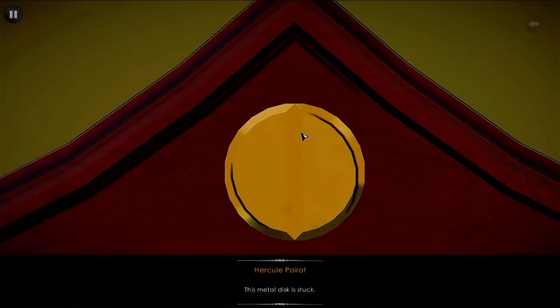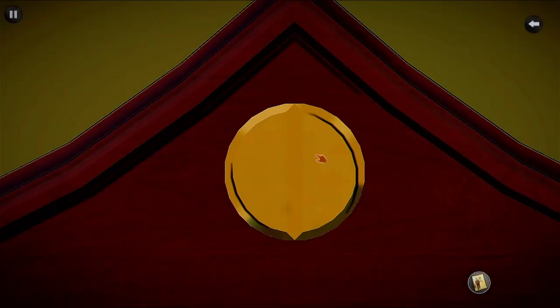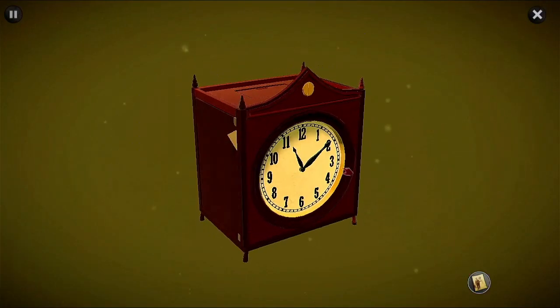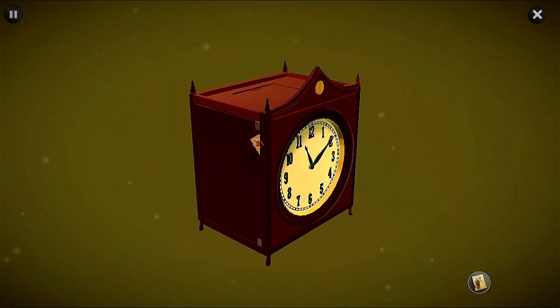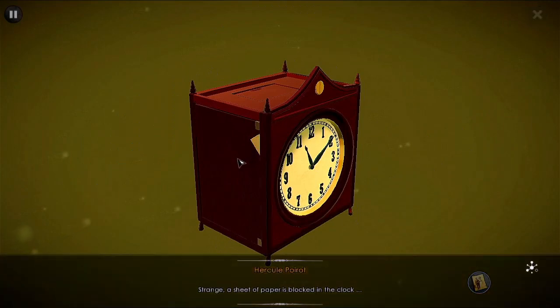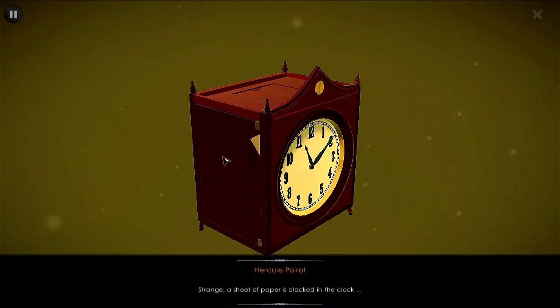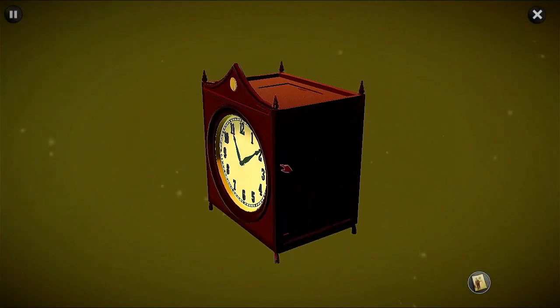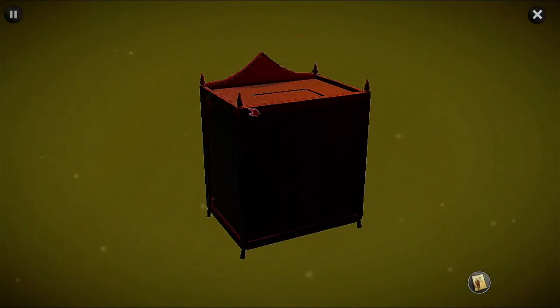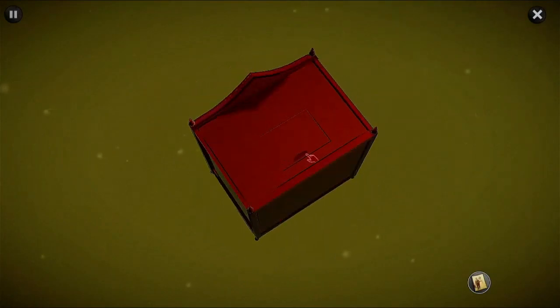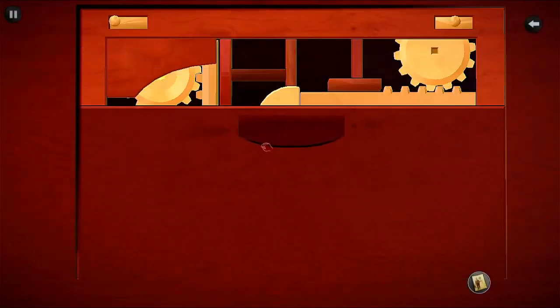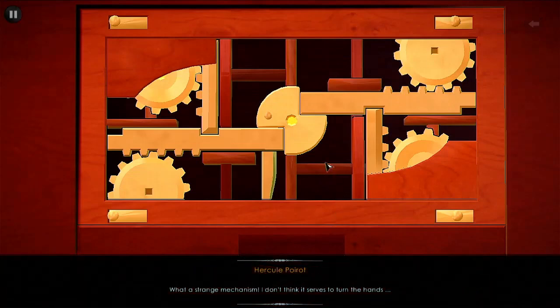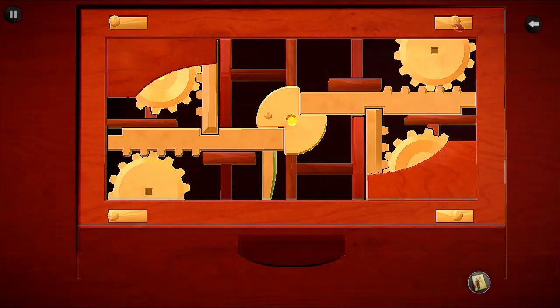This metal disc is stuck. It's a little bit of paper. Strange. A sheet of paper is blocked in the clock. Okay. See if there's any clues here. What do we have here? Can we open it? Oh, what a strange mechanism. I don't think it serves to... it's a key.